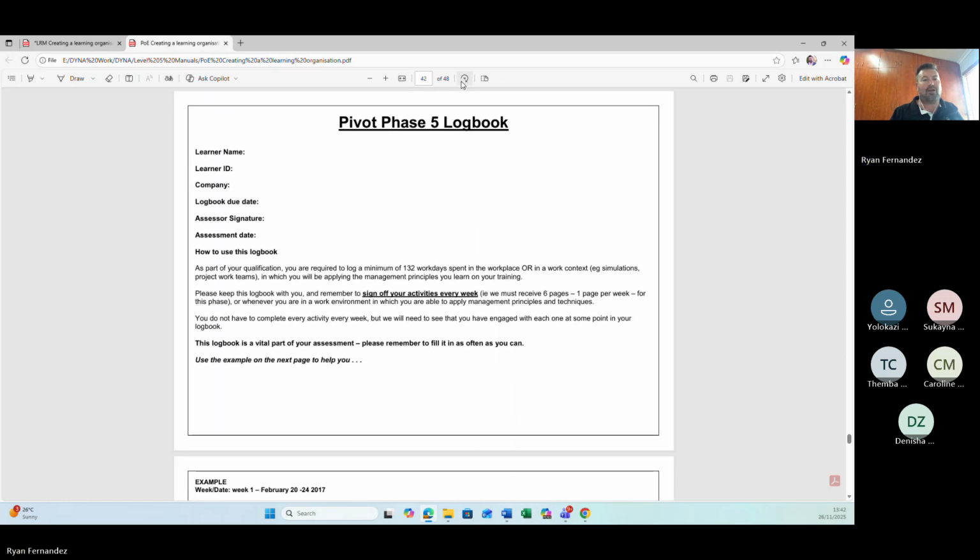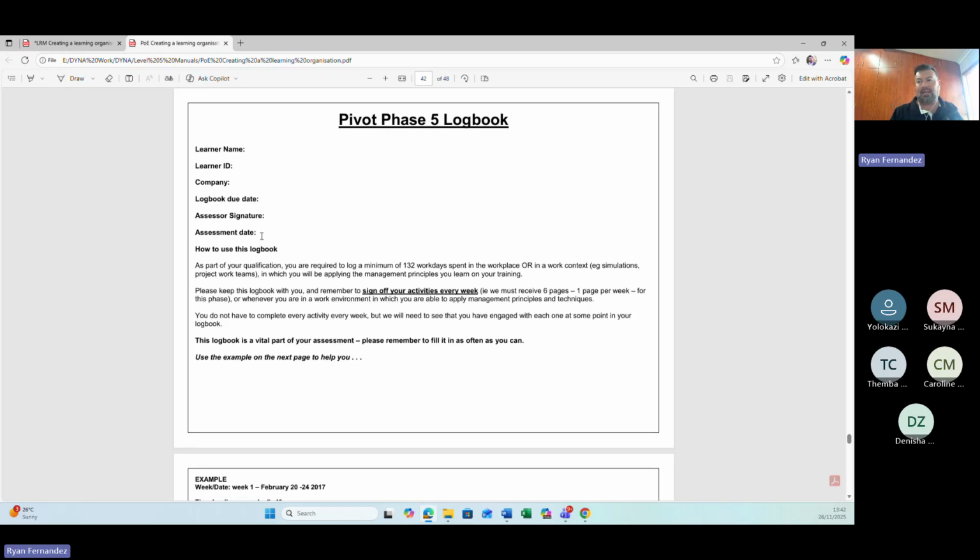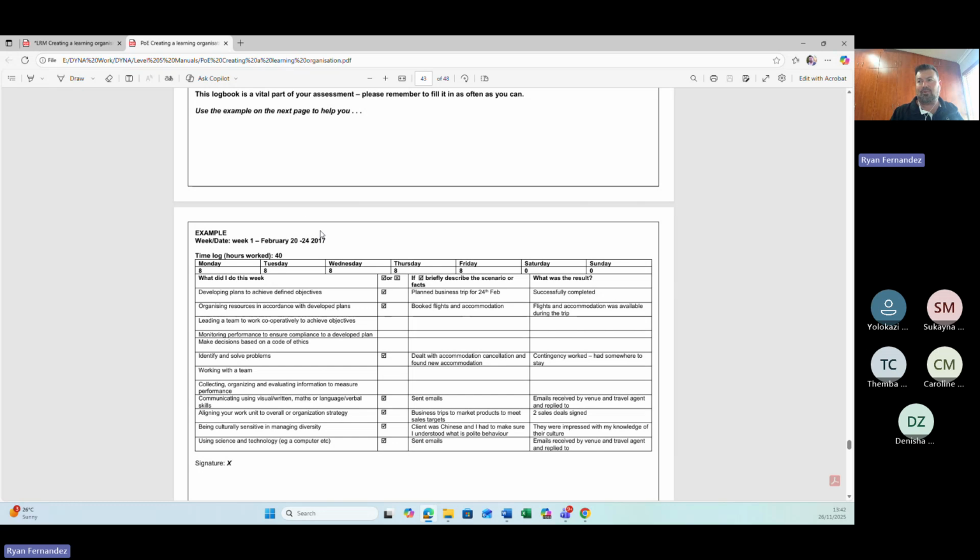And then the last thing that we need to do is remember our phase 5 logbooks. So again, please put in your name, your ID number, the company that you work for, or obviously the lead employer. Your logbook due date is also going to be the 19th of January. You are not the assessors, you don't have to sign, and the assessment date, you don't need to fill that in. But again, just remember, this is an example of how you would fill in a logbook.